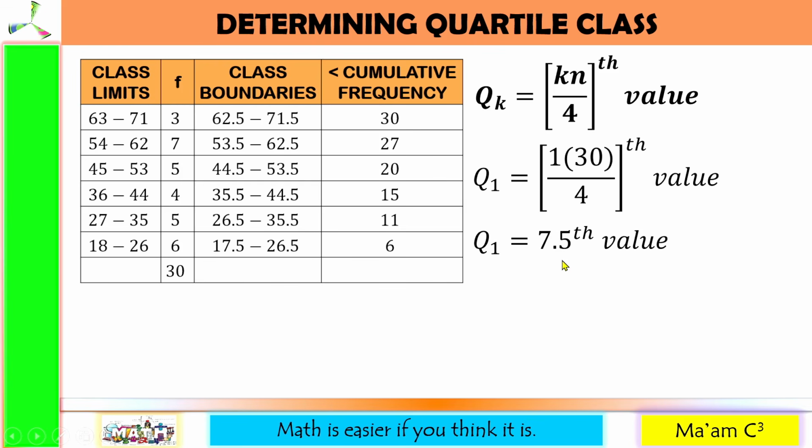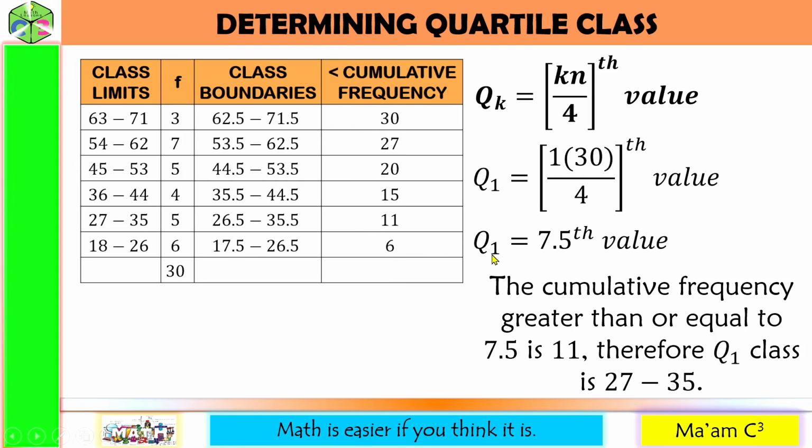The next step is to look for the cumulative frequency that is greater than or equal to 7.5. There is no 7.5 here. The first value greater than 7.5 is 11. Therefore, our first quartile is the class from 27 to 35. This is our first quartile class.